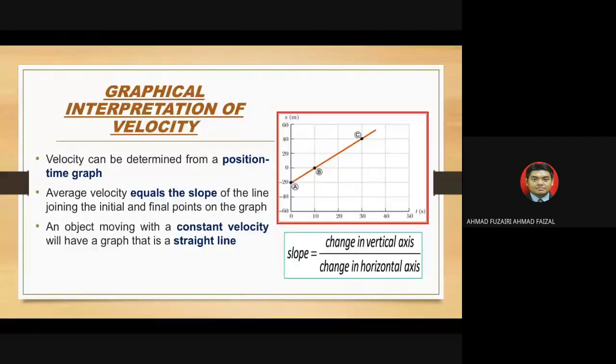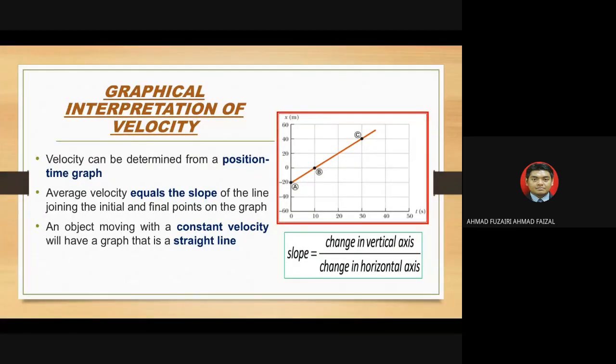Velocity can be determined from a position versus time graph. We plot position x on the y-axis and time t on the x-axis. The magnitude of average velocity equals the slope of the graph. If an object is moving with a constant velocity, the graph shows a straight line. To calculate the slope of the graph, or the average velocity from the graph, the student may use the formula as the change in the vertical axis, delta y, divided by the change in the horizontal axis, delta x.